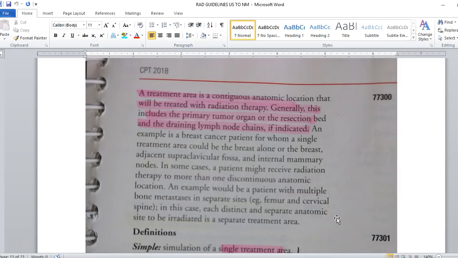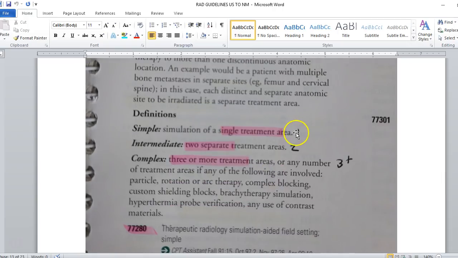It goes on to tell us that a treatment area is a contiguous anatomic location that will be treated with radiation therapy. Generally, this includes the primary tumor organ or the resection bed or the draining lymph node chains if indicated. So an example is a breast cancer patient for whom a single treatment area could be for the breast alone or for the breast adjacent supraclavicular fossa. That's again going towards the armpit and internal mammary nodes. So again, where's the cancer, how many tumors, how far is it spread, is it a metastasis? Then we see our definitions again. Simple is 1, intermediate is 2, complex is 3 with any of these others as well.